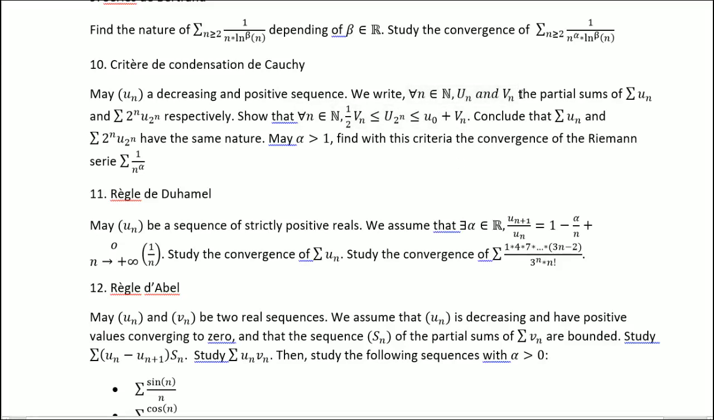V_n, the partial sums: this one, and this one with 2 to the power n, u of 2 to the power n. So it's kind of complicated. We want to show that for all n in the integers, we have this inequality here, and then we'll conclude on the nature of that, and then on this one as well, and we'll see that they have the same nature. Now let alpha be superior to 1, so alpha that is here.